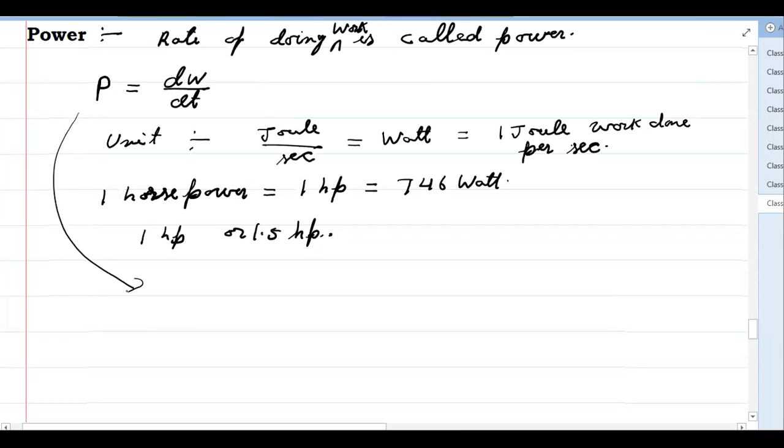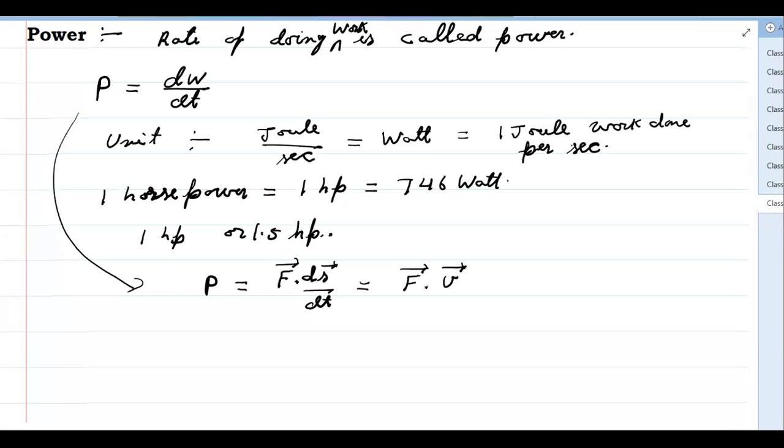Since it is dW, so dW is what? Work. So work we can write as F dot ds. Okay, so if we write it further, we can write it as force dot velocity. So the power is also defined as force dot velocity for a translating object.